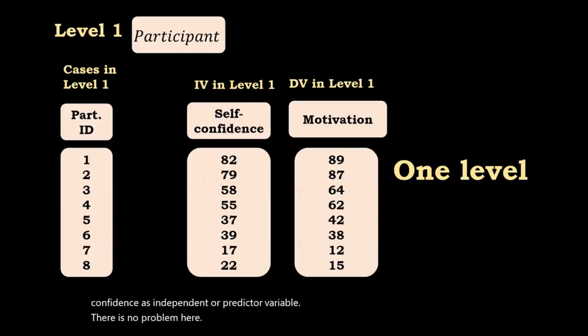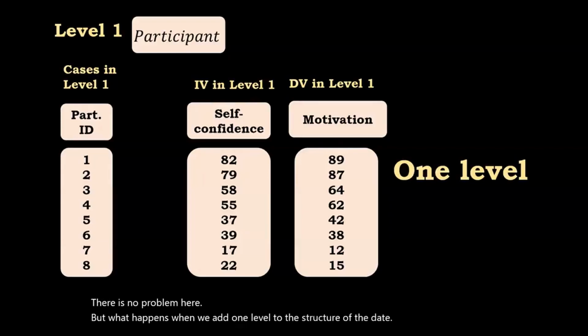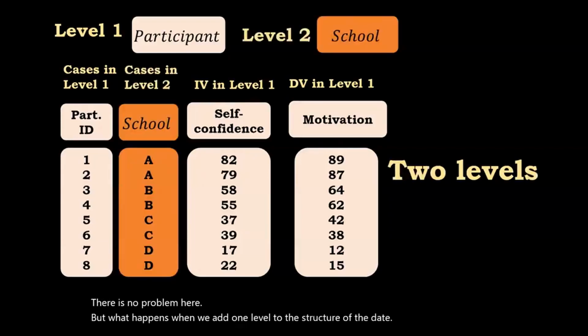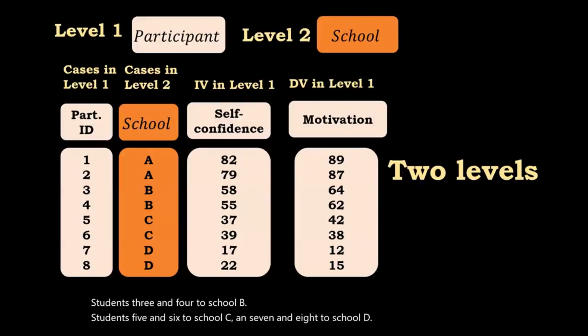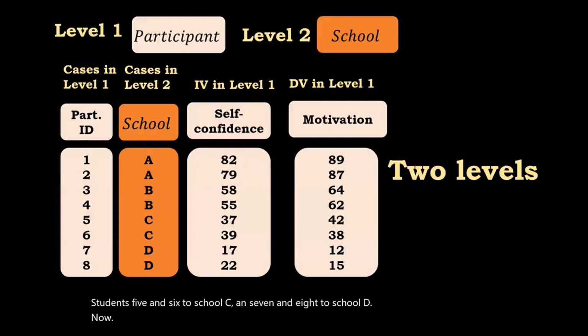But what happens when we add one level to the structure of the data? Suppose that these 8 participants are students who belong to different schools. So the first 2 students belong to school A, students 3 and 4 to school B, students 5 and 6 to school C, and 7 and 8 to school D. Now, we added one level to the structure of the data. So, is this a problem? Well, that poses a number of problems.